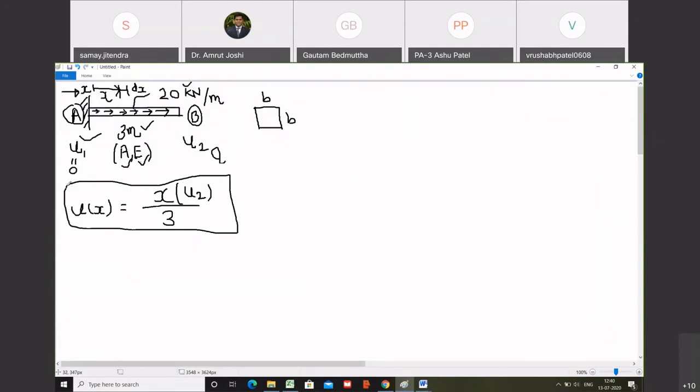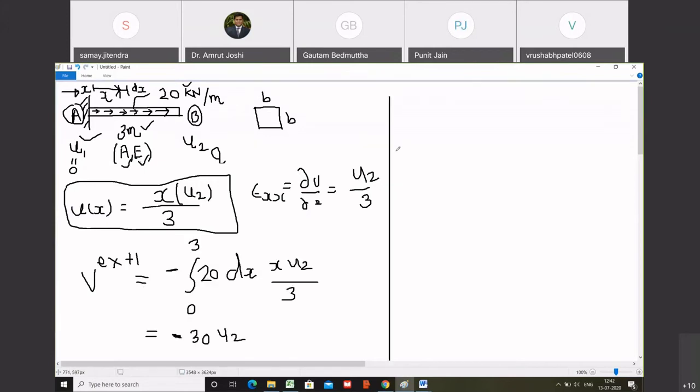If this is the interpolation function, what is the value of epsilon xx? Dou u by dou x. So it is going to be u2 by 3. Is that correct?